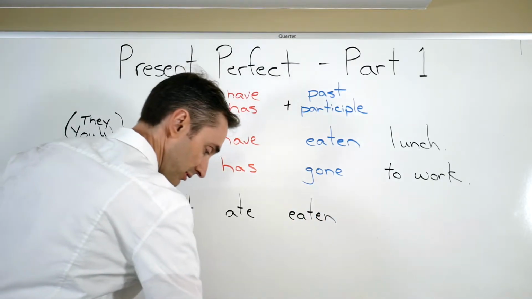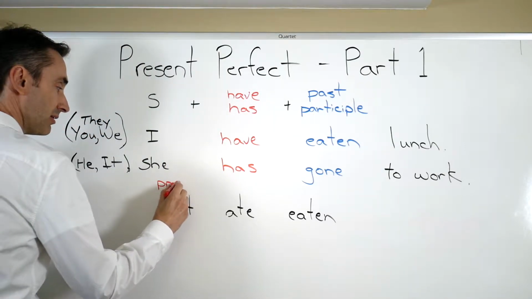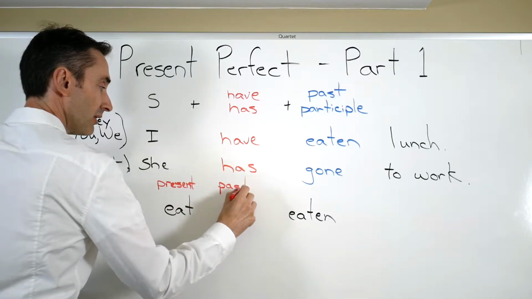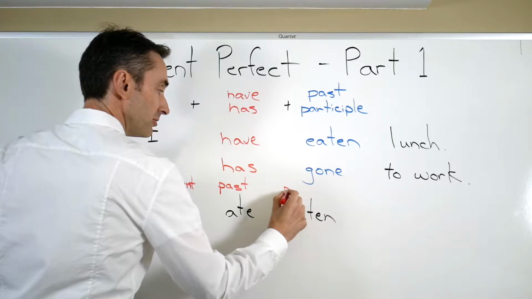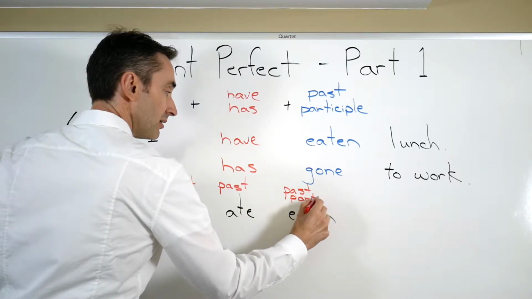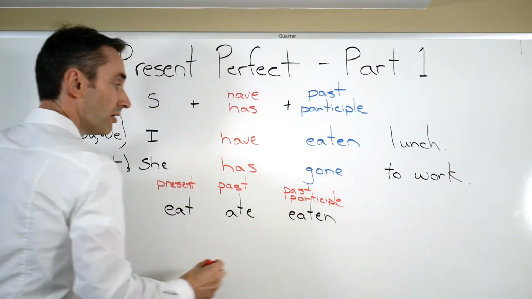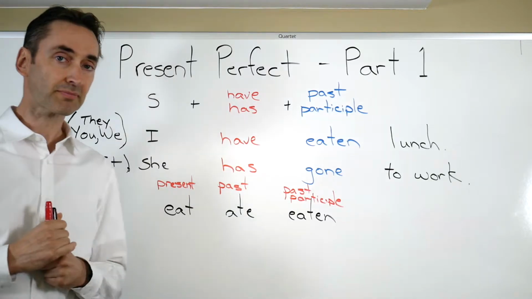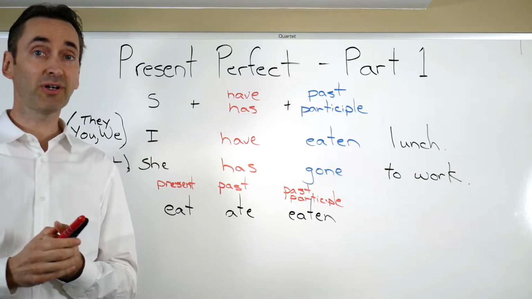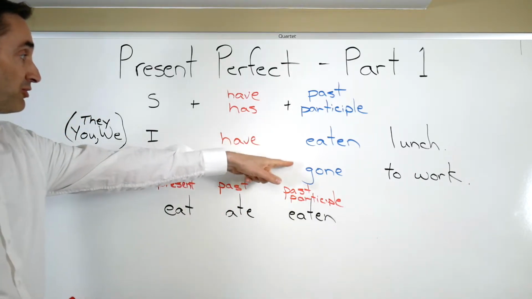So we have the present tense and past tense and past participle. With irregular verbs, you're going to have to learn the new form of the verb. So in this case, we have two irregular verbs.